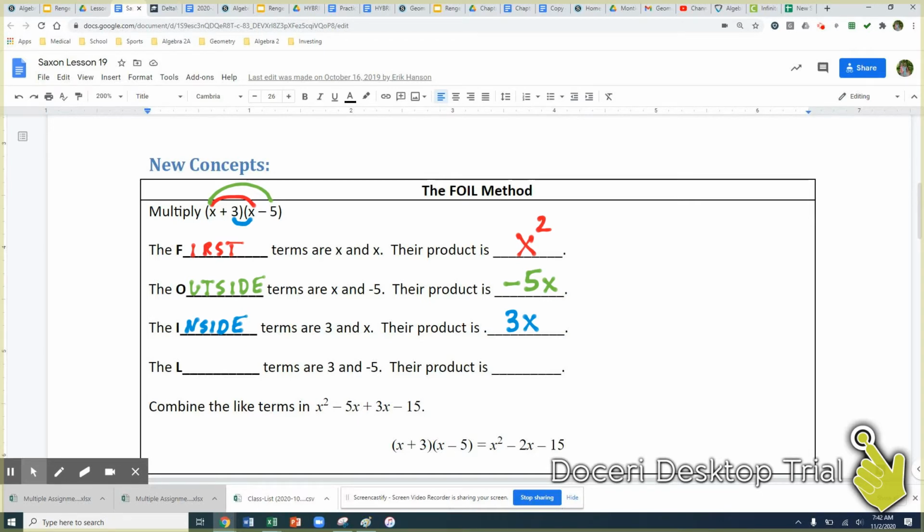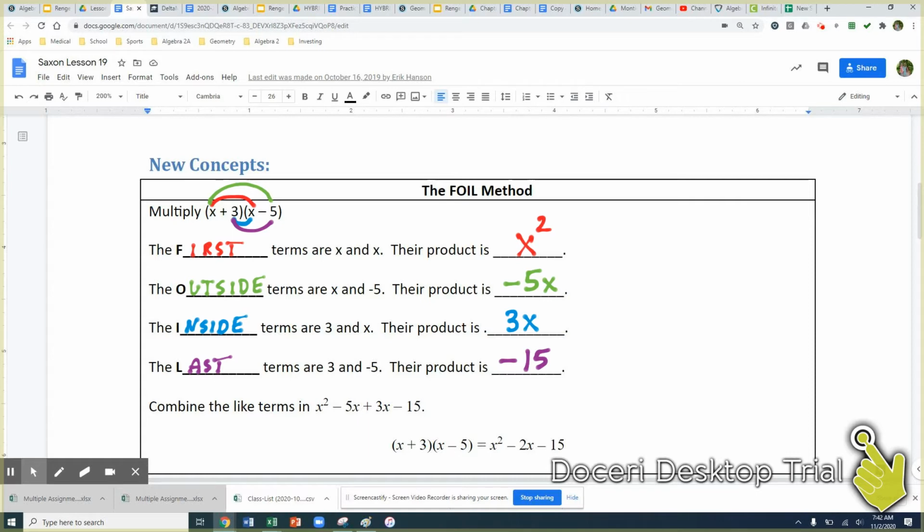And then our L is going to stand for our last terms. Our last terms are 3 and -5. Since these are both numbers, they will multiply out to a number, which is -15. So our lasts are going to be the last number in each of those binomials. So there we have our FOIL method all resulted out.